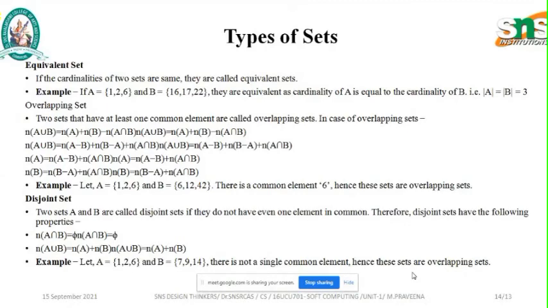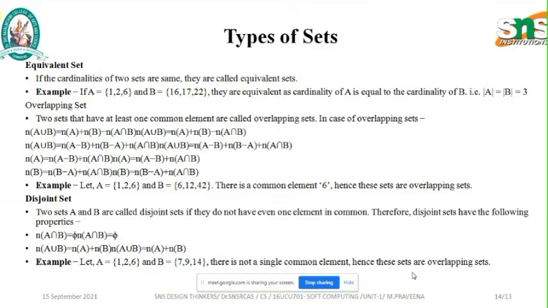You see here, set A consists of 1, 2, 6, whereas B consists of 6, 12 and 42. There is a common element, 6, between set A and set B, so it is called an overlapping set. Next, let us see about the disjoint set.